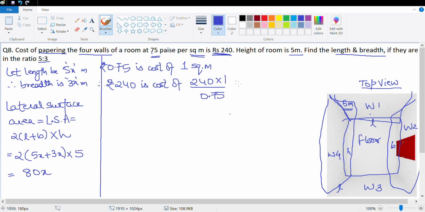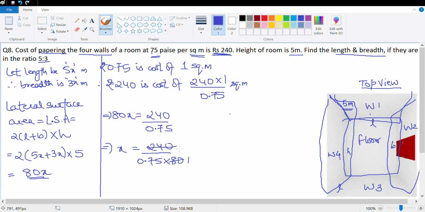I would not want to do this calculation. So this is the area on which the papering is being done, and the area is equal to 80x there, which means 80x is equal to 240 upon 0.75, which means x is equal to 240 upon 0.75 into 80. 80 times 1, 80 times 3, 0.75 times 1 times 4.